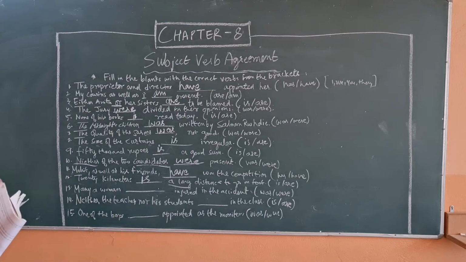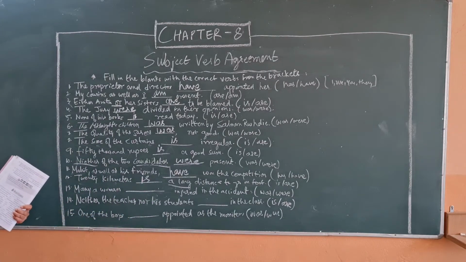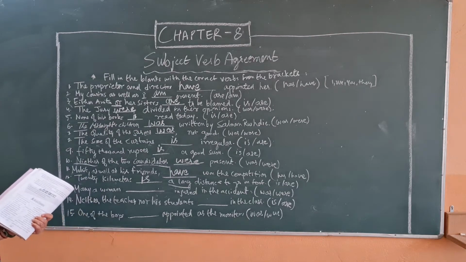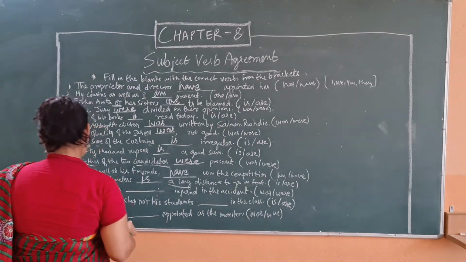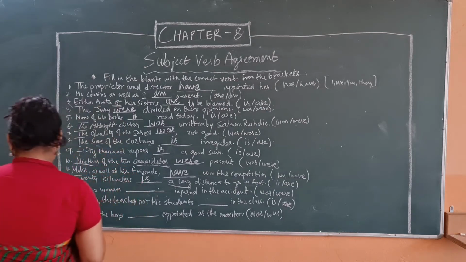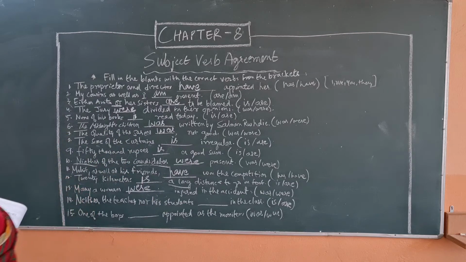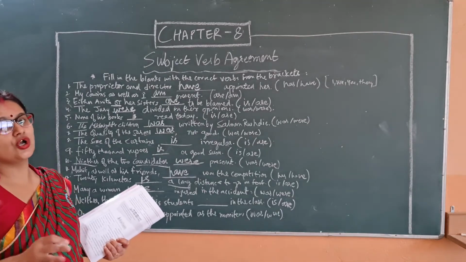Many a woman. There might be many who got injured in a bus accident or somewhere. So they are not talking about one woman. They are talking about many women who got injured in the accident. So you will write were injured in the accident. Neither the teacher nor his students.